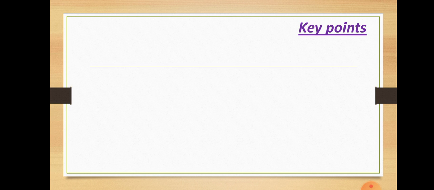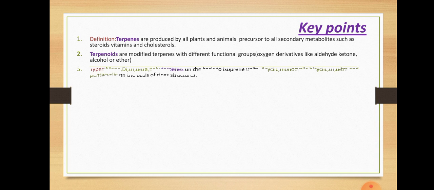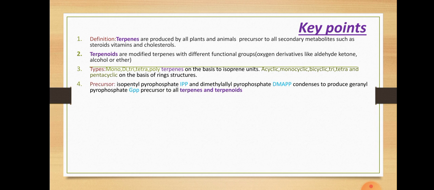Now let's go towards the key points. Terpenes, as we discussed, are produced by all plants and animals, and are precursors to all secondary metabolites such as steroids, vitamins, and cholesterols. Terpenoids are modified terpenes with different functional groups like aldehyde, ketone, or ether. Their types, mono, di, tri, tetra, and polyterpenes, are classified on the basis of their isoprene units. Acyclic, monocyclic, bicyclic, tricyclic, tetracyclic, and pentacyclic are classified on the basis of their ring structures.